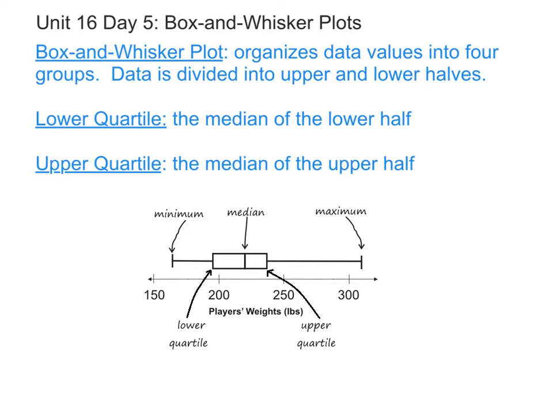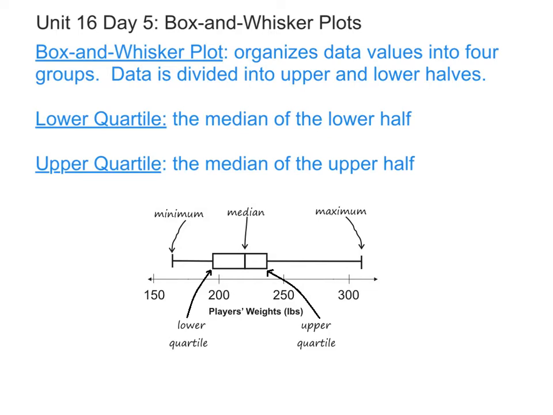So, first up, we have some definitions. A box and whisker plot is a way that organizes data into 4 groups. Data is divided into upper and lower halves. The lower quartile is the median of the lower half. The upper quartile is the median of the upper half. So this stuff is really important.